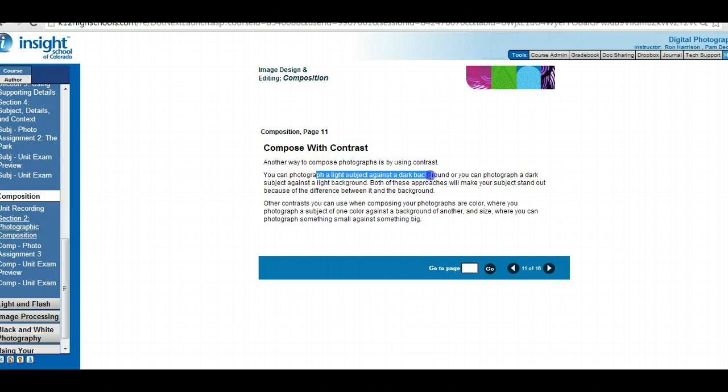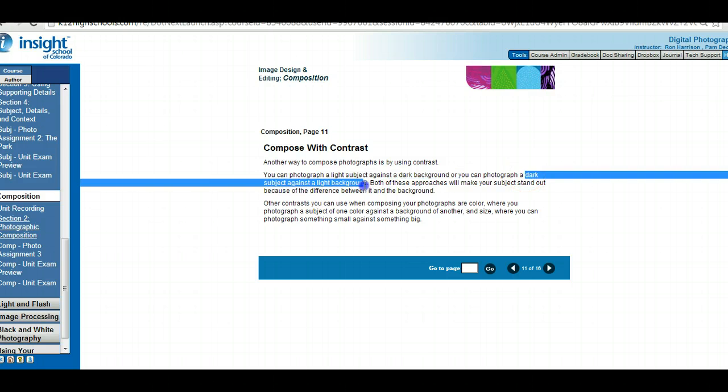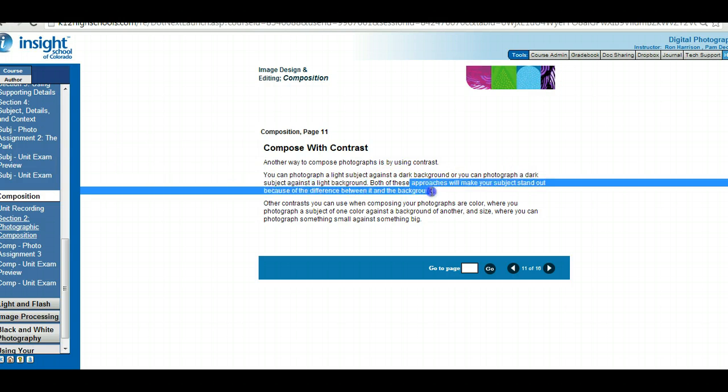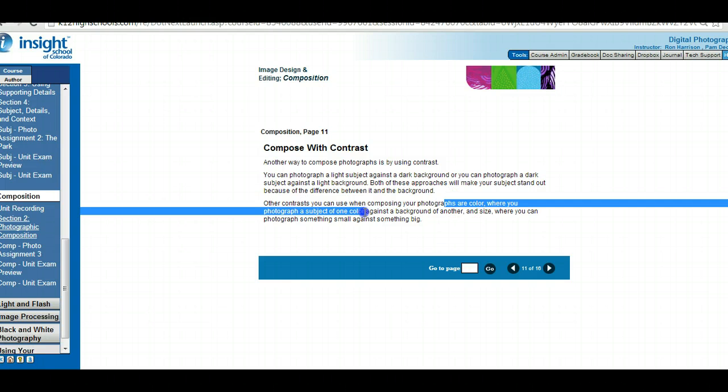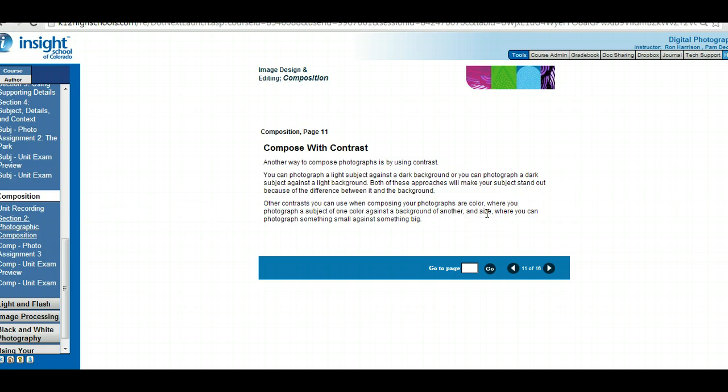So you can do a light subject against a dark background, or a dark subject against a light background. Both of these can make your subject stand out. Other contrasts are color. So you can photograph the subject in one color against the background of another color, right? So there's some things to think about.